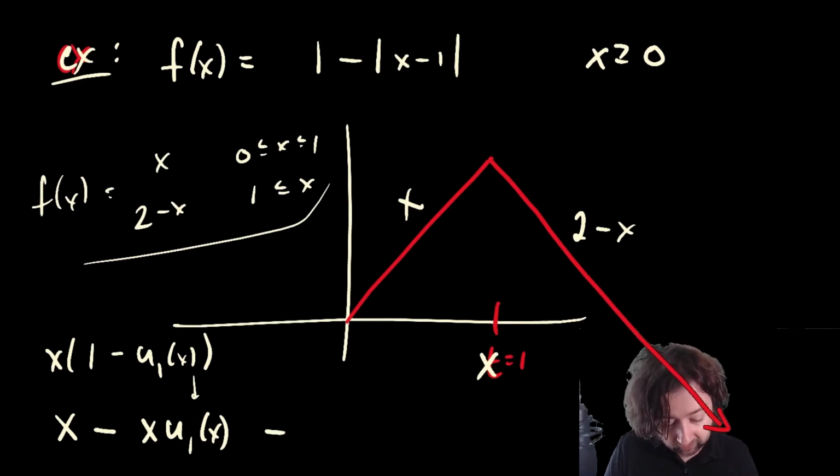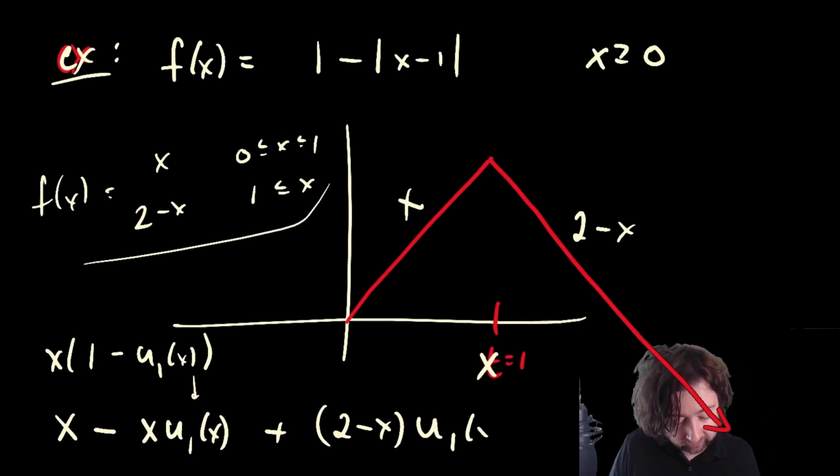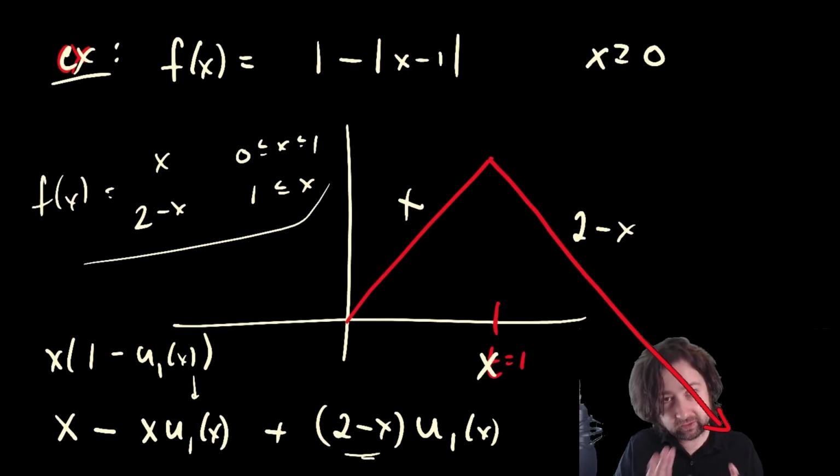So we're going to take that and add it to, well, 2 minus x, because that's the second part of the function, but I need it to turn on when we get to x is equal to 1. So what I can do is multiply it by u1 of x. And now what will that do? Well, u1 of x is 0 until we get to x is equal to 1, which means this is off between 0 and 1. And as soon as we get to x is equal to 1, u1 of x turns into a 1, which turns that function on.